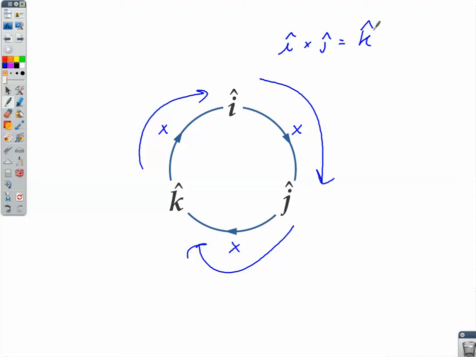All right, so again, it's I cross J gives us a K, and it's J cross K. If my pen will write, come on, you know you want to. Bring it, there it is. J cross K will give us an I, and K cross I will give us a J. All right, so when you're working on your homework, keep that in mind.